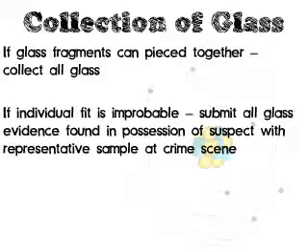At the crime scene, if a remote possibility exists that all the glass fragments may be pieced together, the crime scene technicians collect all the glass particles that can be found. If the individual fit is improbable, the evidence collector will submit all glass evidence that's found in possession of the suspect with a representative sample of the broken glass found at the crime scene.